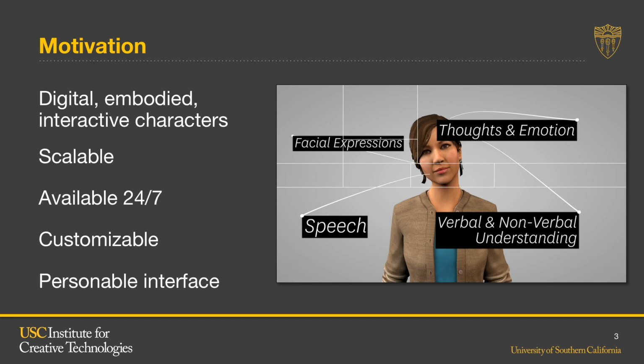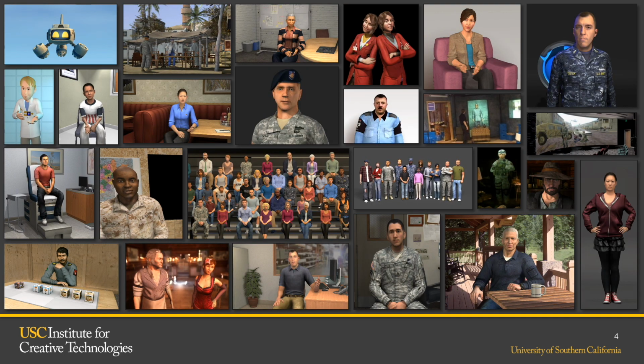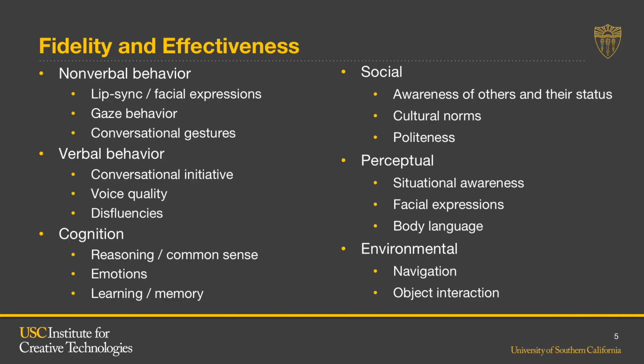Virtual humans are digital embodied interactive characters that are scalable, available 24/7, and customizable. Virtual humans are fundamentally computer programs, code and data designed to give the illusion of a human being. As I mentioned, our team is from ICT, and we have a rich history of making virtual humans for various purposes, to heal, teach, train, and entertain. But one question that inevitably comes up for every project is what level of virtual human fidelity, also known as realism, is optimal for the desired interaction.